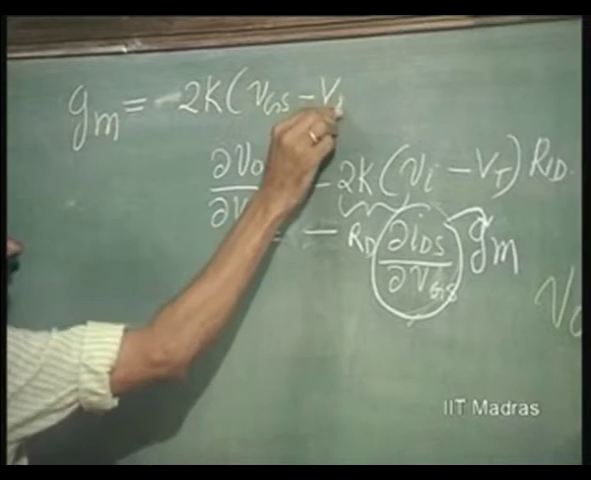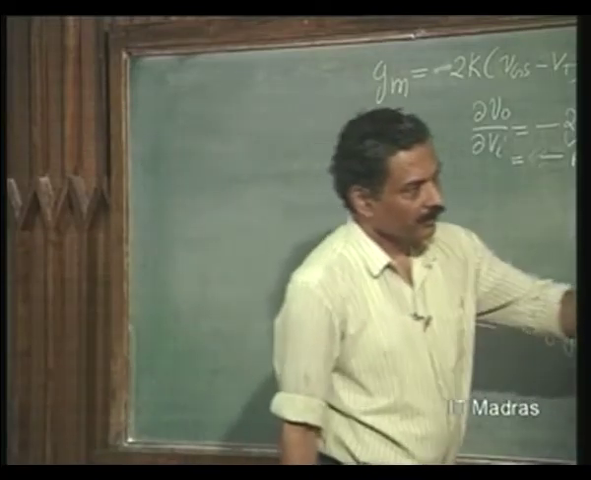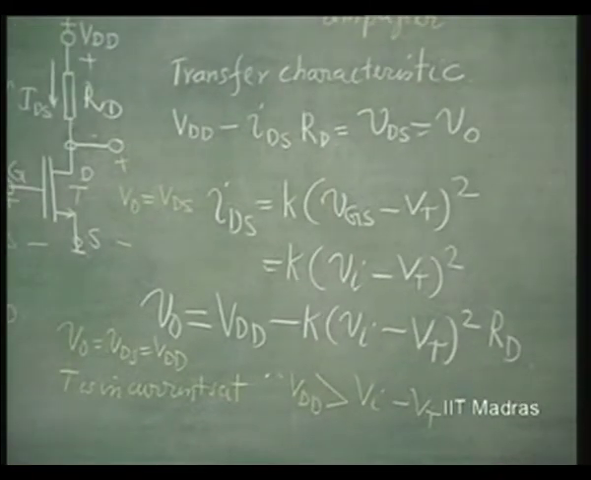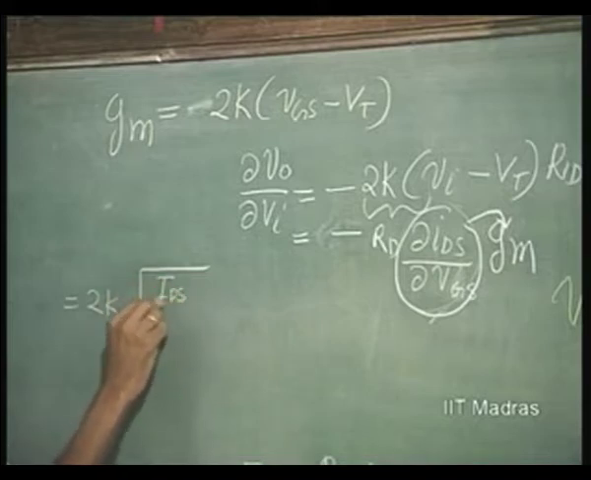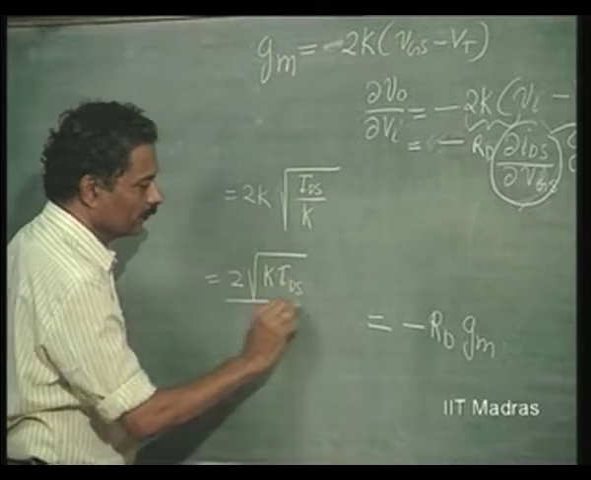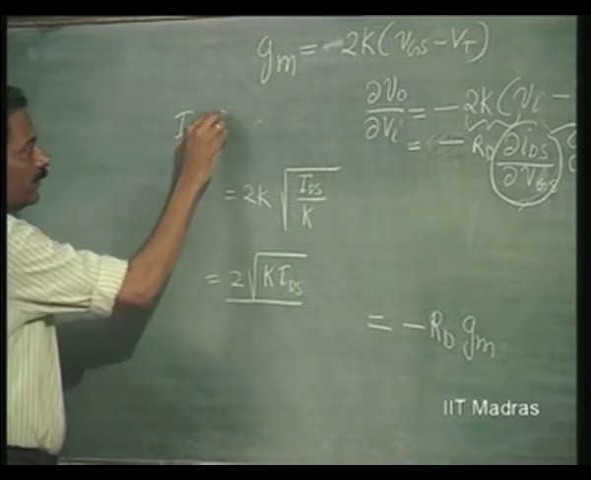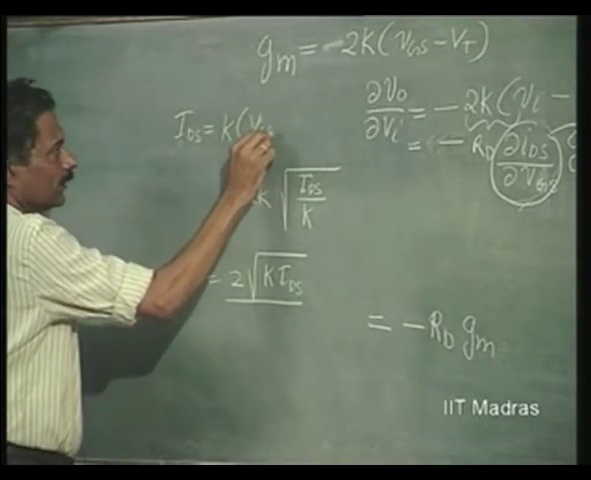is nothing but 2k into VGS minus VT. What is VGS minus VT? This can be written as 2k. VGS minus VT is root of IDS divided by k. So, this is 2k into root of IDS by k. So, this is nothing but 2 root of k into root IDS. Is this clear? Because this IDS is nothing but k times VGS minus VT squared.